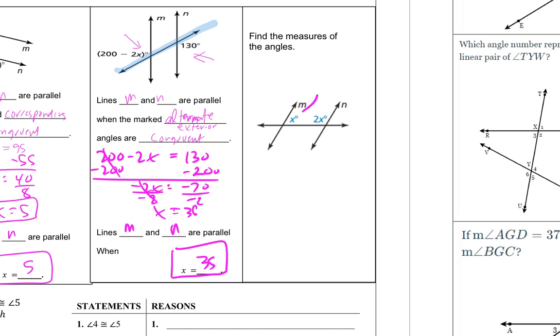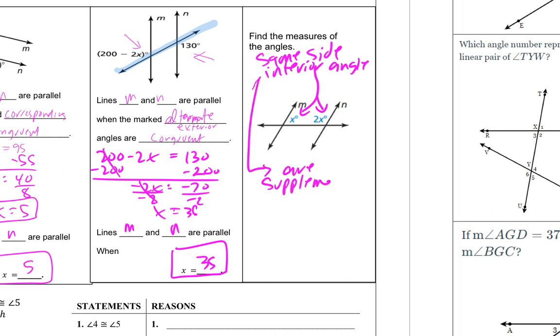Okay, well, what do we know? This angle and this angle are on the same side. Okay, so we're going to call those same side, and they're on the inside, right? So we're going to call those same side interior angles. And same side interior angles are supplementary, right? Which means they add to 180, right? So we would say x plus 2x equals 180. See if you can solve that.